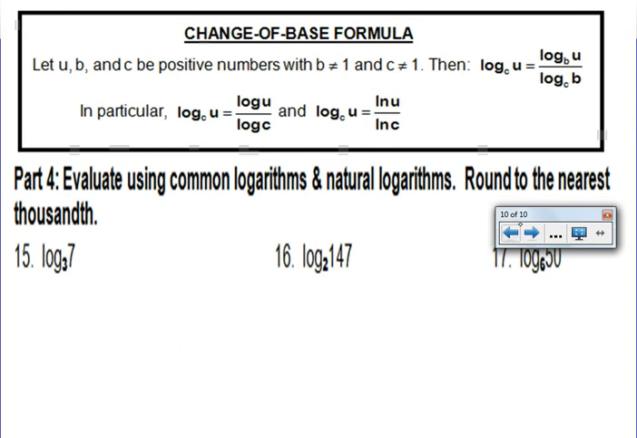Okay, this is the best formula you'll ever learn. It's called the change of base formula. And our calculator can only do common logarithms and natural logarithms. So if I want to find the answer to anything else, I'm going to have to change its base so that my calculator can do it.